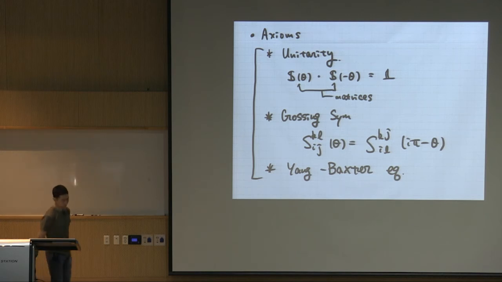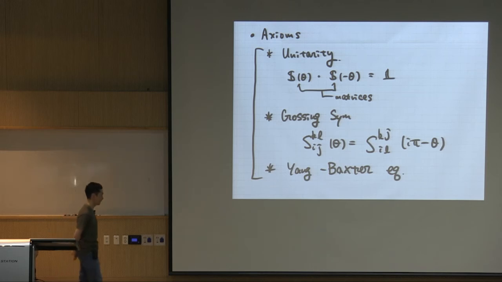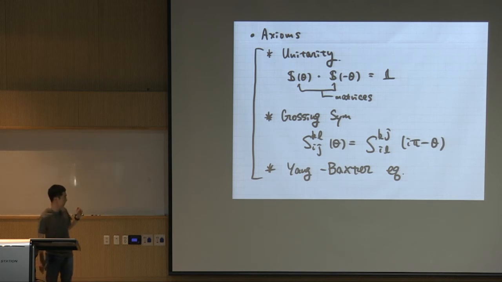I think from the conceptual complexity point of view, unitarity is the easiest, and the Yang-Baxter equation is the most complicated. But I'm going to proceed in the opposite direction. I first impose the Yang-Baxter equation, then impose crossing, and then impose unitarity. That's what I'm going to do. But before doing so, let me introduce some nice pictorial notation for the S matrix that I was using.